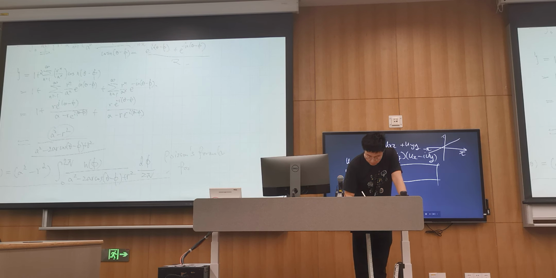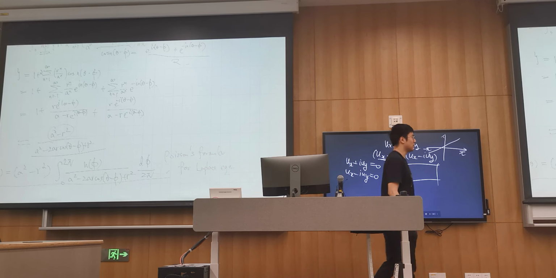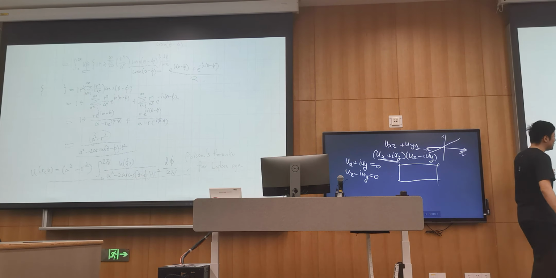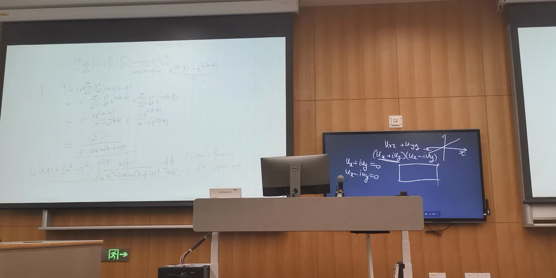For the Laplace equation, this is the Poisson's formula. It reveals how the solution directly depends on the Dirichlet boundary condition, h of phi, over here.